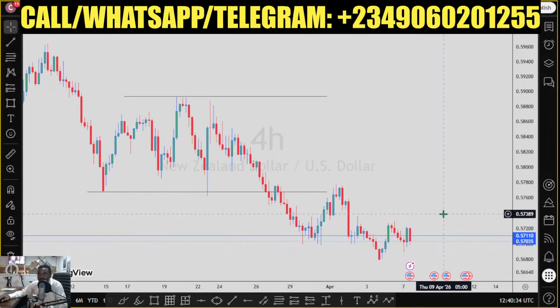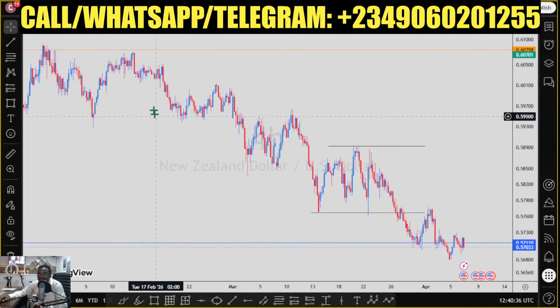On the 4-hour chart, we are seeing the market is bearish. It's going bearish.